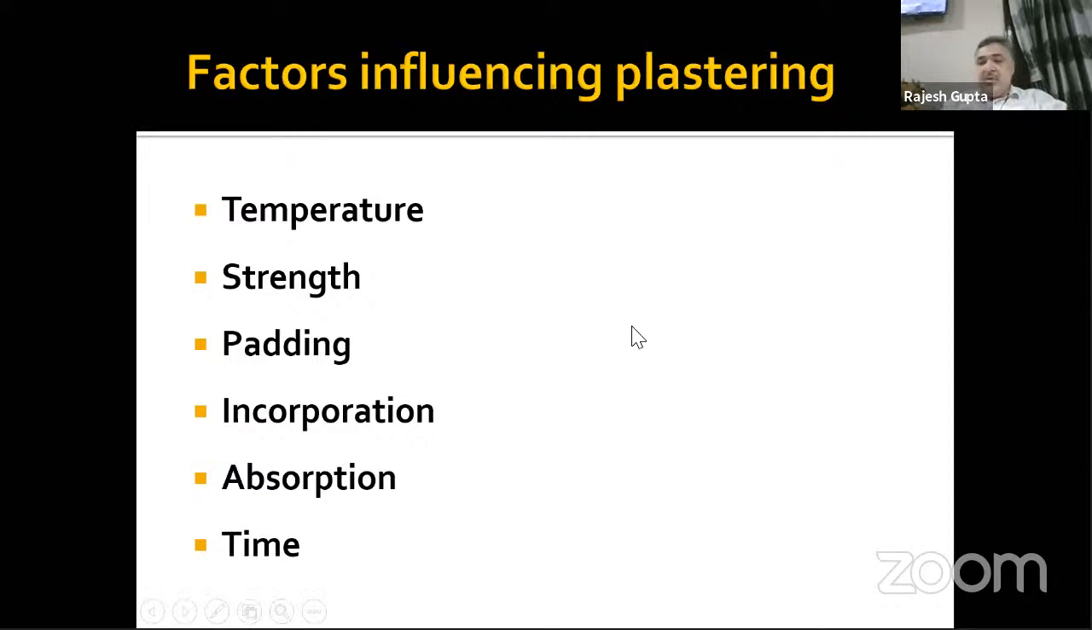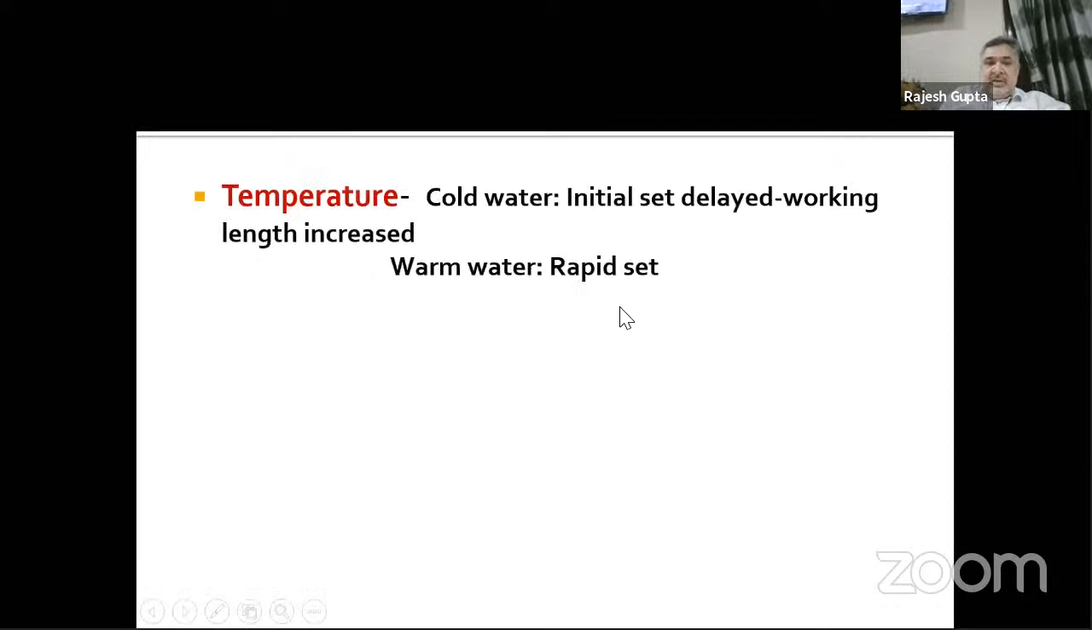So we are going to discuss one by one. When we immerse the bandage in cold water, the initial set is delayed, thereby increasing the working length. So we get more time to manipulate the fracture fragments when we are doing the reduction. Actually, we can feel the fragments within the cast. That is why we need a plaster which has a delayed set. Now, if we put the plaster bandage in warm water, there will be a rapid set.